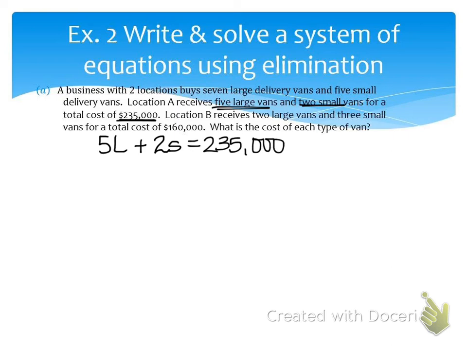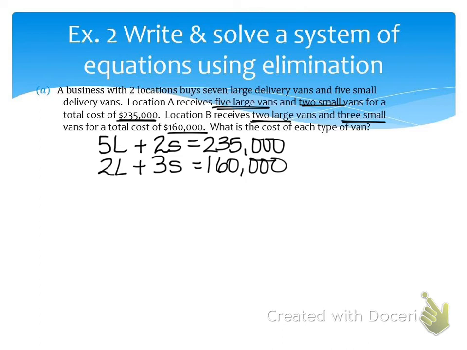Look at location B. They received 2 large vans and 3 small vans. So what are their terms going to look like? 2 large, 2L. Okay, 2L plus what, Malcolm? They got 2 large and 3 small. So 2L plus 3S. Awesome. For a total of, Deslin? $160,000. So it says, what is the cost of each type of van? So how much does a large van cost? How much does a small van cost?